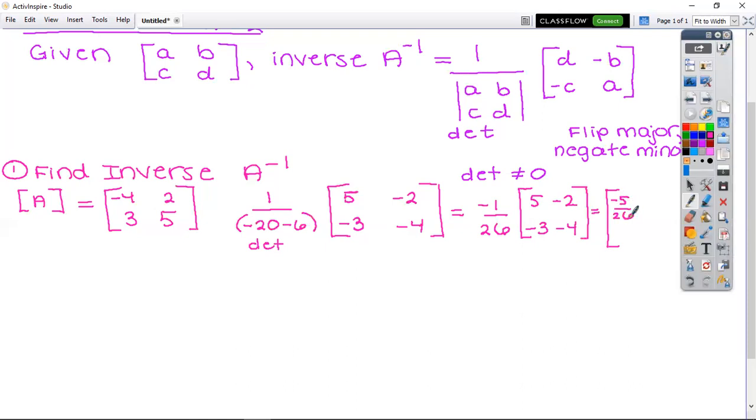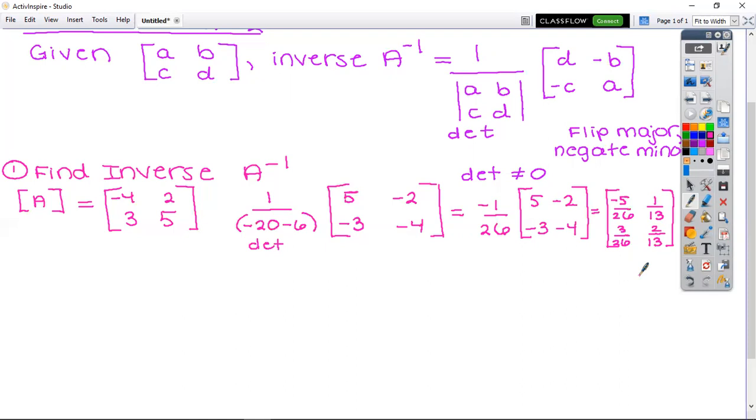Next entry going right across, I would have -2 times -1/26, which reduces to 1/13. And next, I have -3 times the -1/26, so that would just be 3/26. And last, I have -4 over the -26, so divide by 2, this would be 2/13. Done. How's that? Pretty manageable?